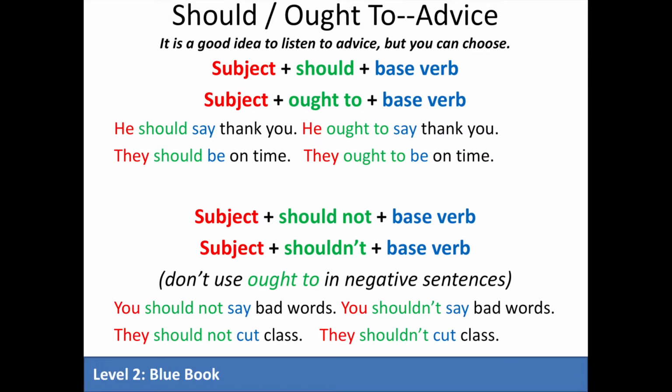To give some advice, we use should and ought to in English. Again, this is something that's a good idea to listen to, but you can always choose not to listen. In statements of modals of advice, we start with the subject, followed by the modal, should or ought to, and then the base verb. Some examples: he should say thank you.